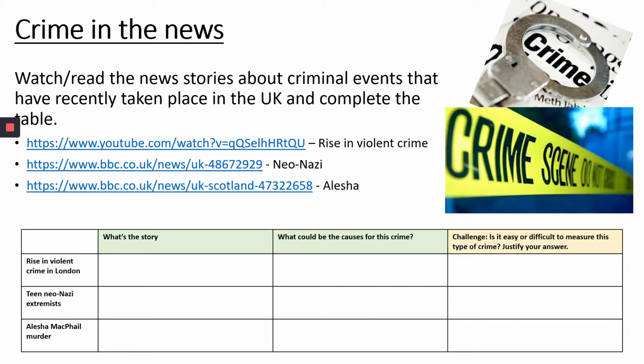So think about, is it easy to know how much of this type of crime is occurring? What are some of the barriers to perhaps being able to know how much of this crime is occurring, whether it's going up or whether it's going down? The middle clip is not a clip, it's actually a brief news article. So that one you just have to read and fill in the table in exactly the same way.